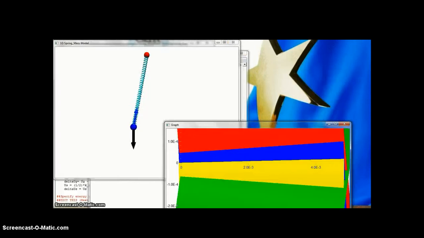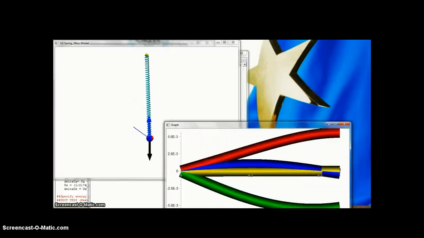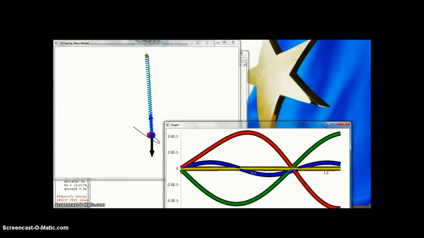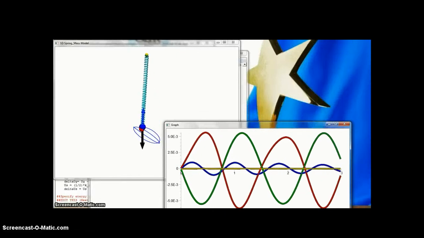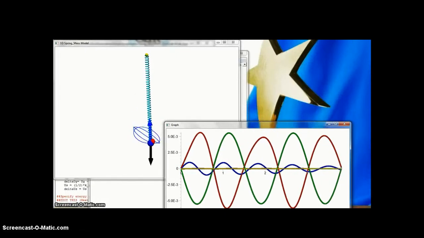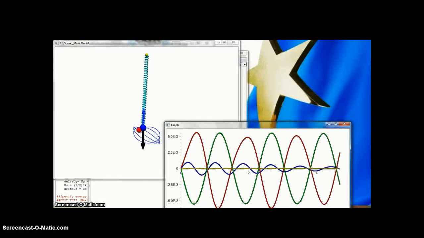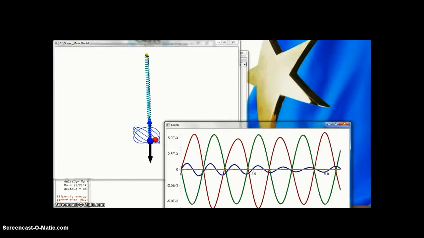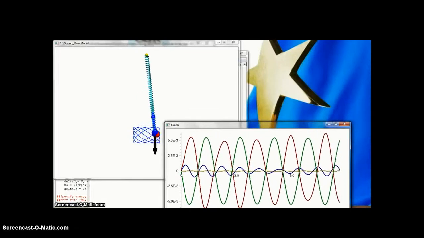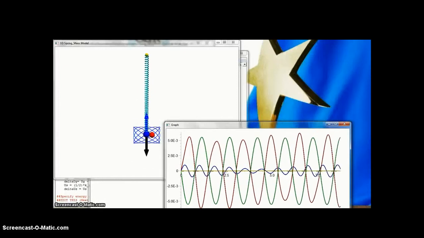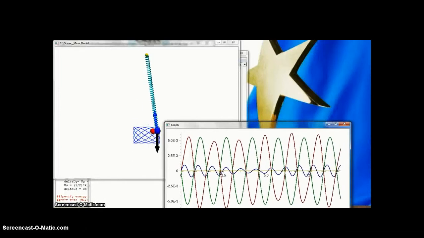So the blue line represents the oscillating kinetic energy with time. The red line represents the oscillating spring potential energy with time. The green line represents the oscillating gravitational potential energy with time. And the yellow line represents the sum of all the energies combined. So the yellow line is at the zero line. So we'll just go ahead and let this run until it's finished.